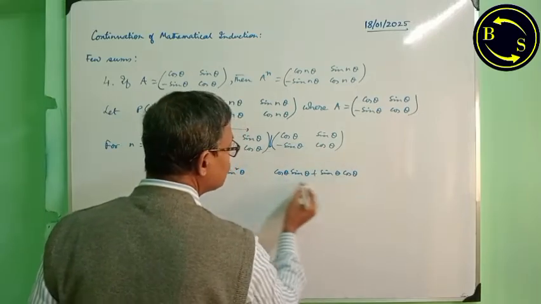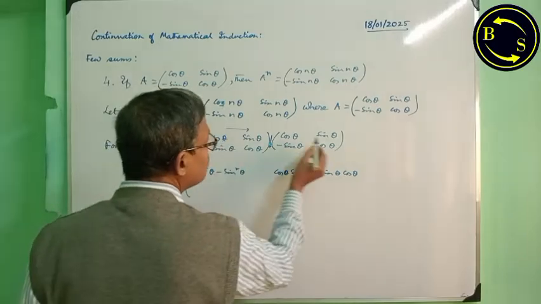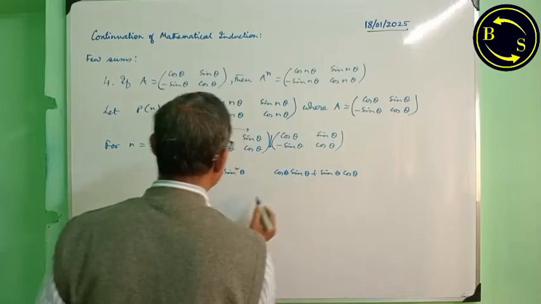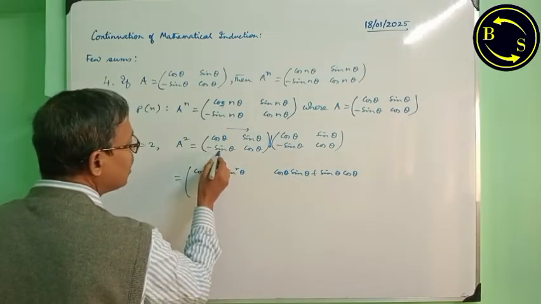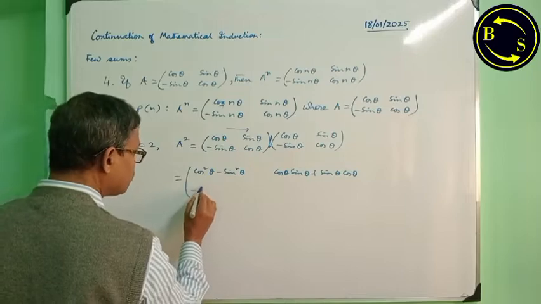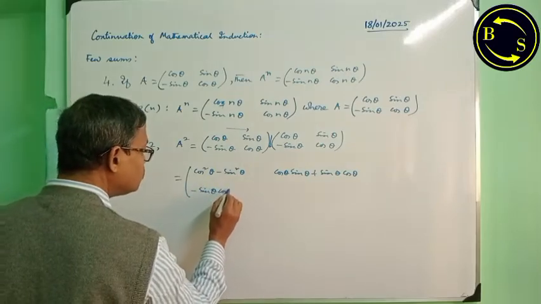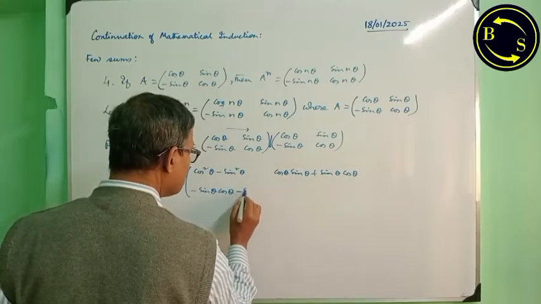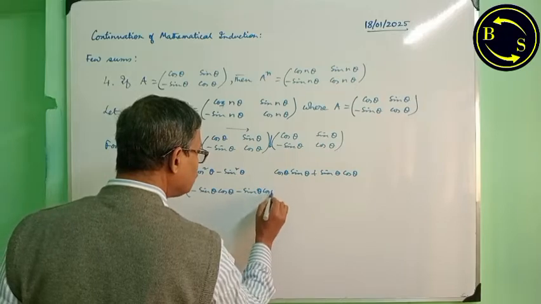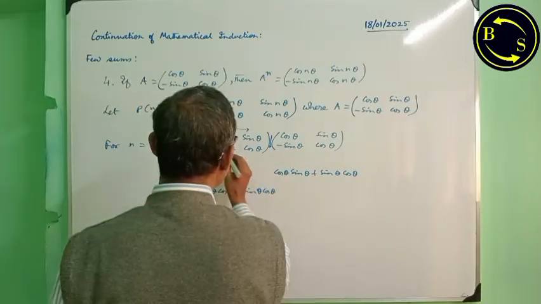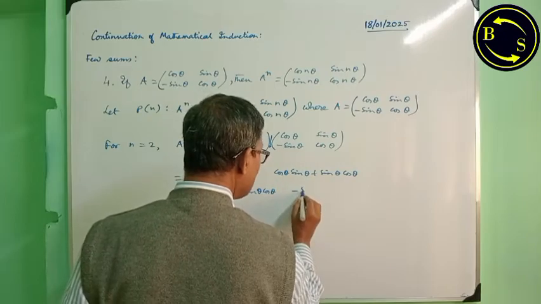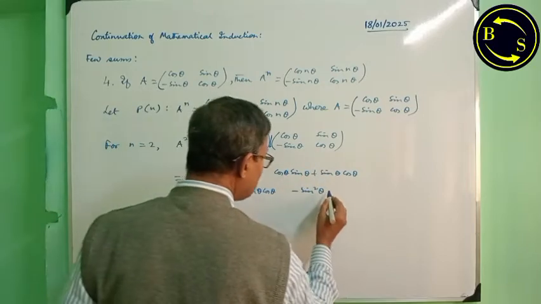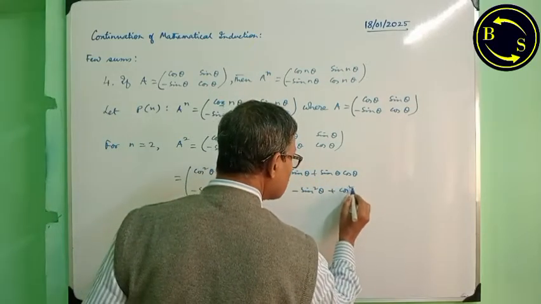Then for this second element in the first row, cos theta into sin theta plus sin theta into cos theta, we get this one. Then for the second row, minus sin theta into cos theta means minus sin theta cos theta, plus this into this, that means minus sin theta cos theta. And for the second element, minus sin theta into sin theta, minus sin square theta, then cos theta into cos theta, plus cos square theta.